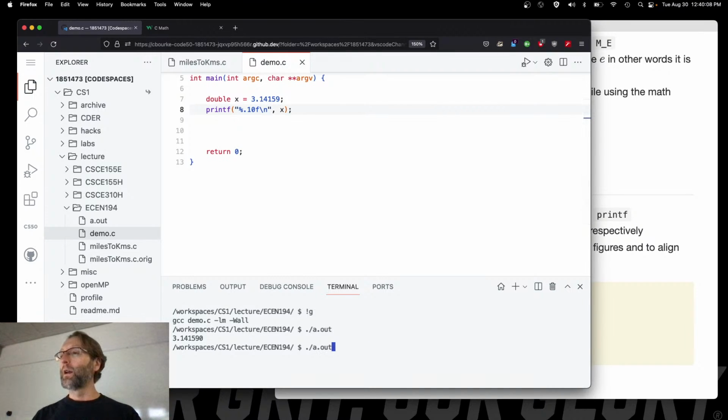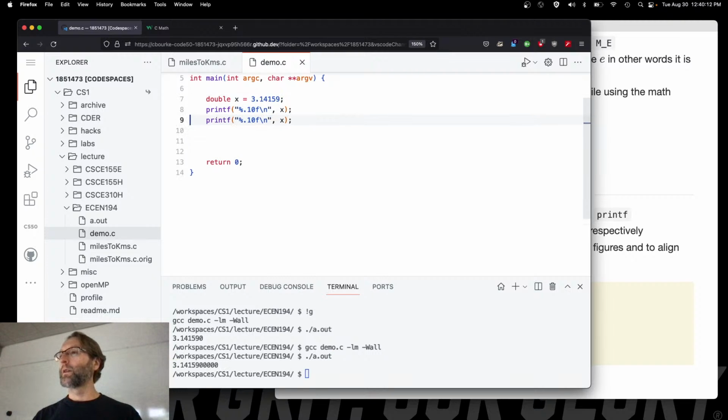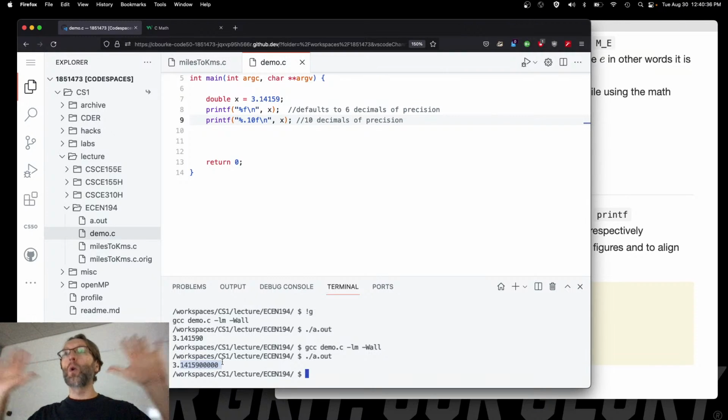Let's go ahead and compile that and run it. There we go. And I'll preserve this, and make notes as we go along. Defaults to 6 decimals of precision. This one is going to be 10 decimals of precision. And what did it do? It filled it in. 14159, those are the 5 decimals that I specified. After that, it placed 5 zeros. Why? Because you asked for 10 total. What if you wanted fewer?